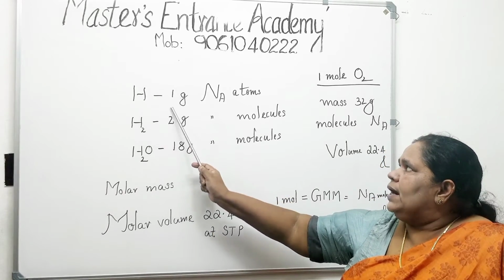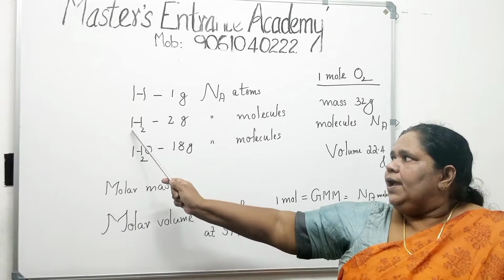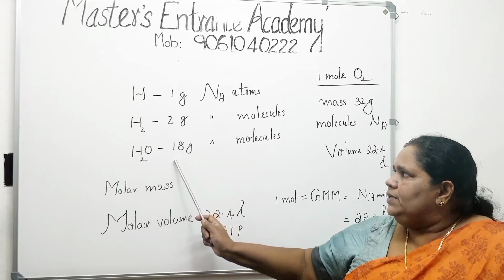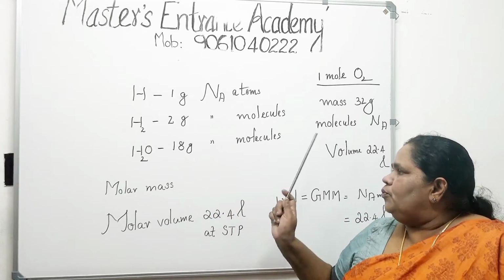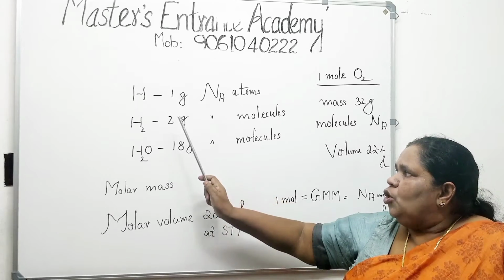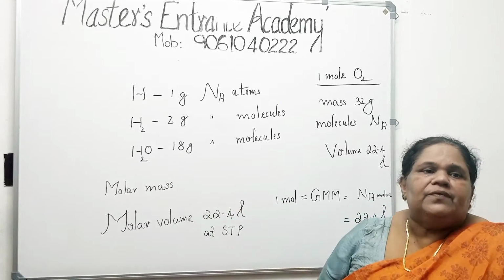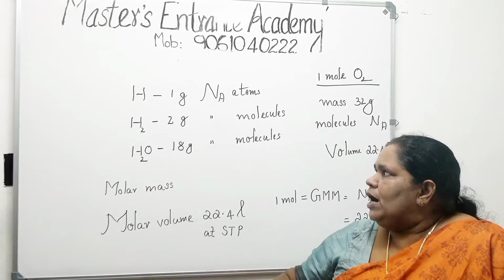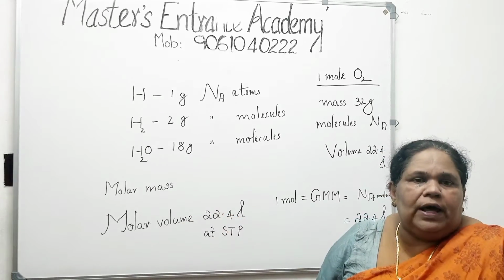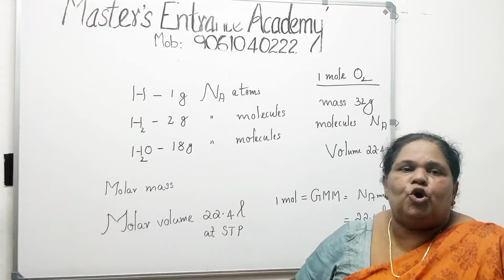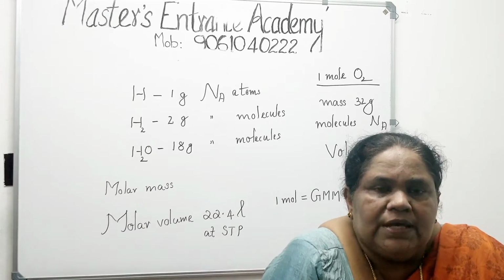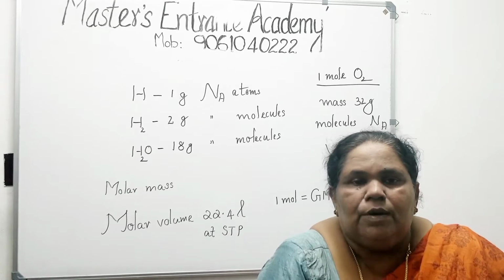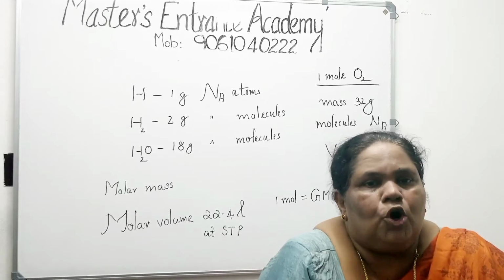So H, 1 gram, Avogadro number of atoms. H2, 2 grams, Avogadro number of molecules. H2O, 18 grams, Avogadro number of molecules. This 1 gram or 2 gram or 18 gram is mass. Mass of an atom is atomic mass. Mass of a molecule is molecular mass. Then what is molar mass? Molar mass is the mass of 1 mole of a substance. Mass of 1 mole is molar mass.